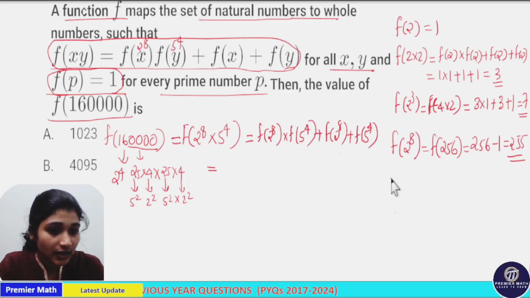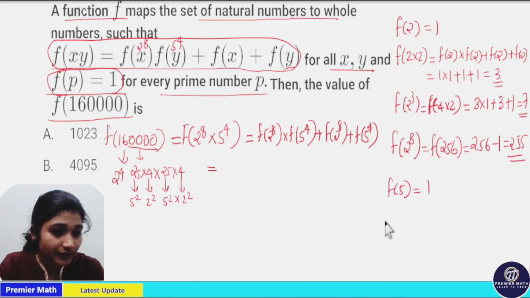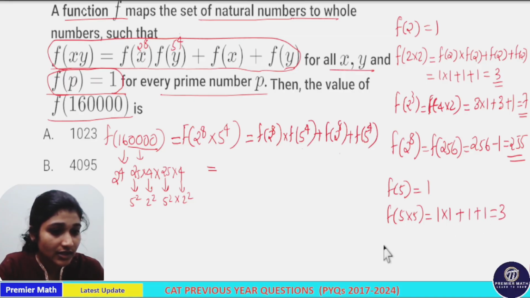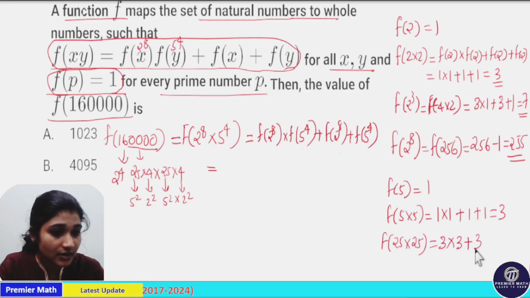Same way, here f of 5 is equal to 1. Then f of 5 into 5 is equal to f of 5, which is 1, into f of 5, which is 1, plus f of 5 plus f of 5, which is 1 plus 1. So this is equal to 3. Same way, f of 25 into 25 is 5 raised to 4. F of 25 is 3. Here 3 into 3 plus 3 plus 3, that is f of 25 into f of 25 plus f of 25 plus f of 25, which is equal to 6 plus 9, 15.